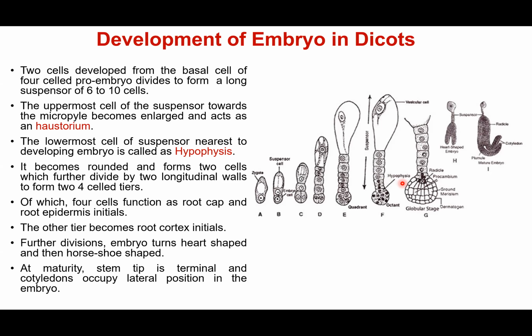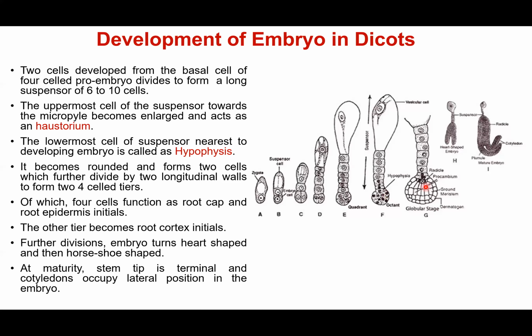Okay, then the other tier becomes the root cortex initials. From that the root cortex will develop. Okay, so we have seen first that the zygote divides into an apical cell and a basal cell. The apical cell will undergo divisions to form a quadrant stage and an octant stage. In the octant stage you have 2 layers of cells, right? The outer layer gives rise to dermatogen and the inner layer gives rise to periblem and plerome. Okay, so in this way we have the formation of epidermis, cortex and stele here.